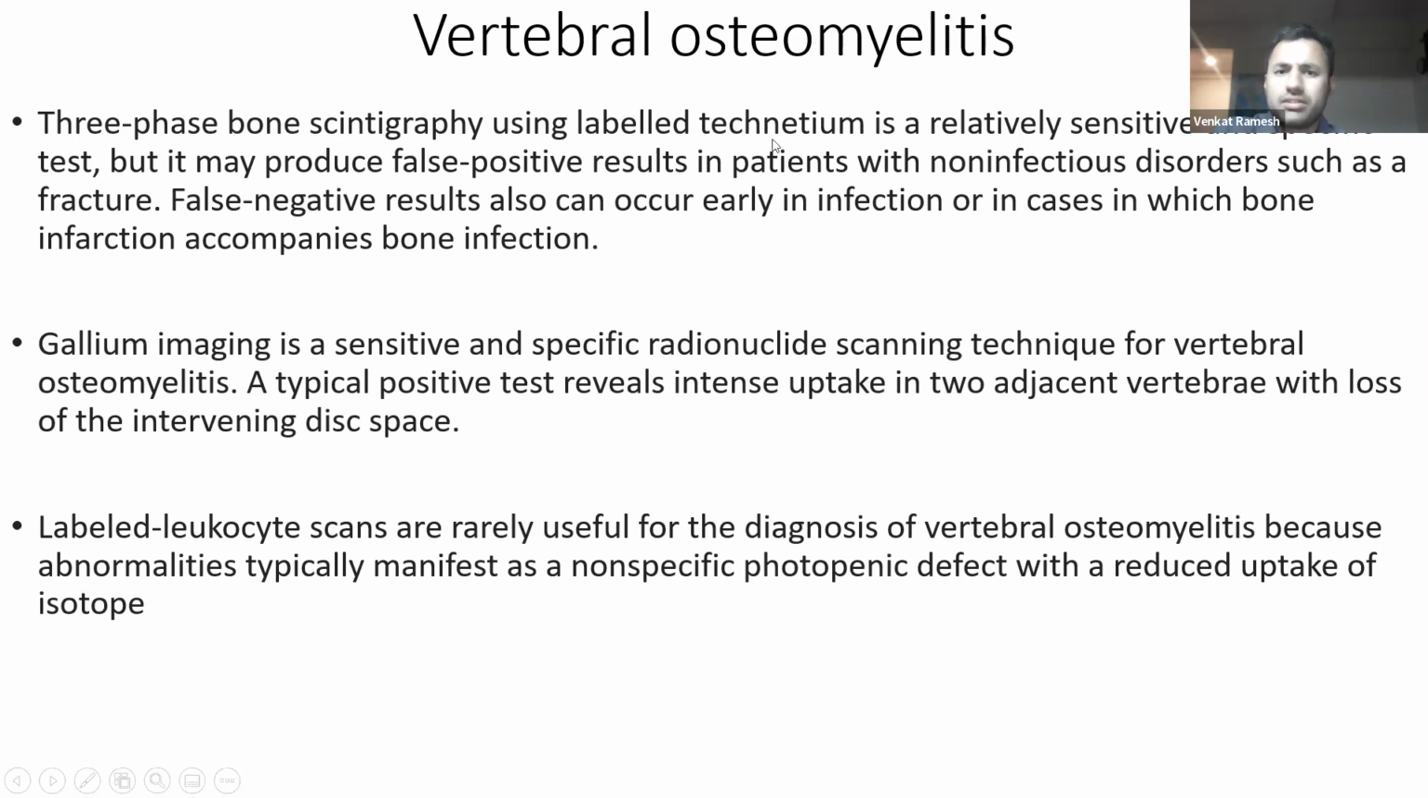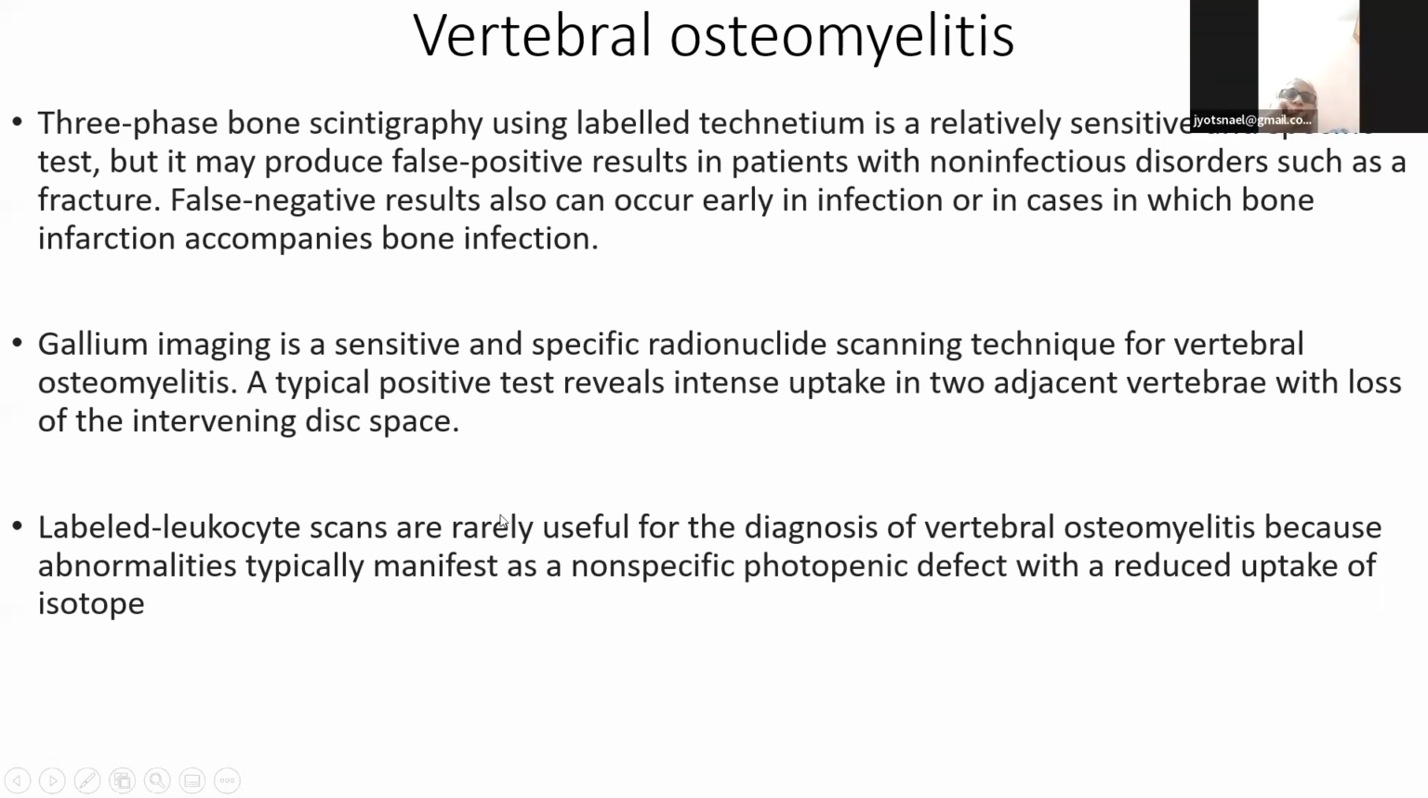Three-phase bone scintigraphy using labeled technetium is relatively sensitive and specific. It may produce false positive results in patients with non-infectious disorders such as fracture. False negative results may also occur early in infection, or in cases in which bone infarction accompanies bone infection. Gallium imaging is again a sensitive and specific radionuclide scan for vertebral osteomyelitis. I do not think this is available at our center. A typical positive test reveals intense uptake in two adjacent vertebrae with loss of the intervening disc space. Labeled leukocyte scans, again, something we don't do.